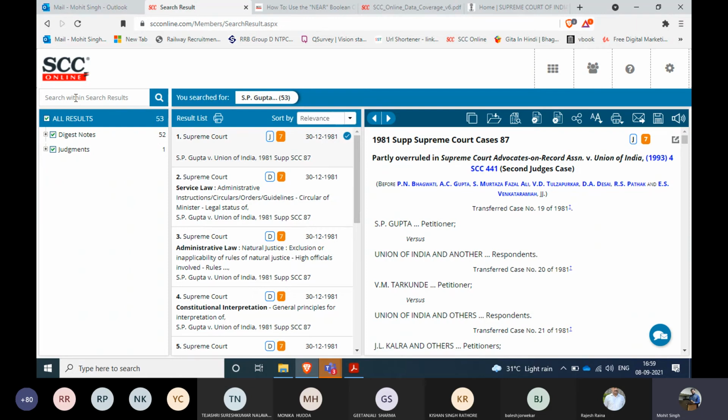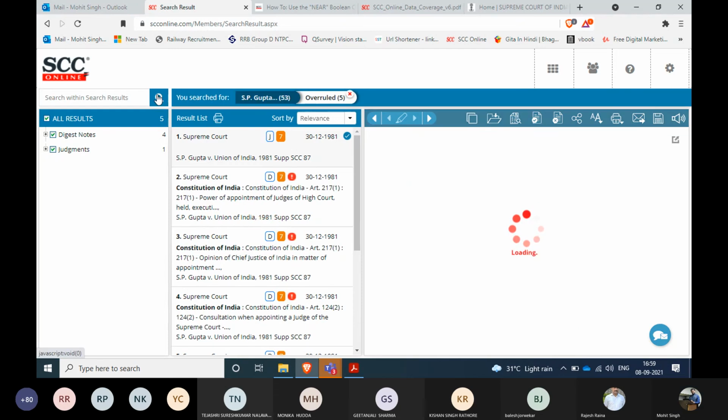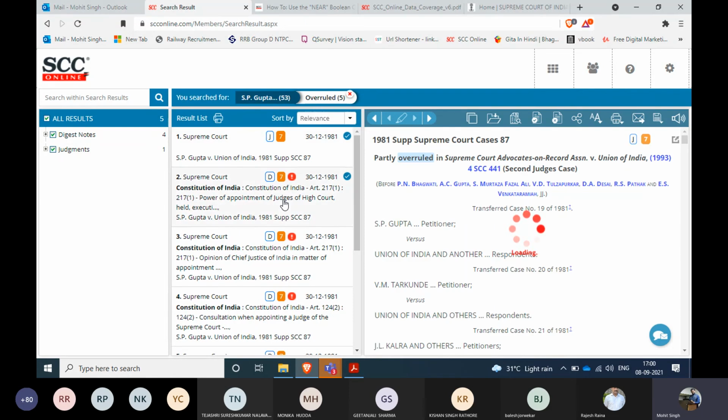For that, we go to the top left, search within search result, and we type overruled. Click on the search bar, and now the information displayed contains all those law points which got overruled in any other case. There you go. The red exclamation mark denotes that this particular document which you're reading has already been overruled in any other case. Let me simply click on that real quick.